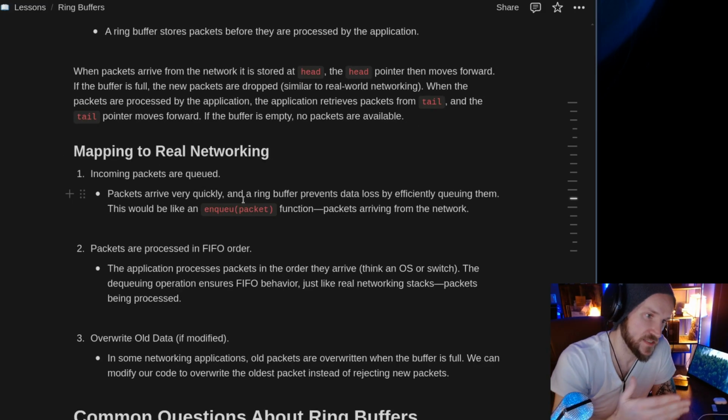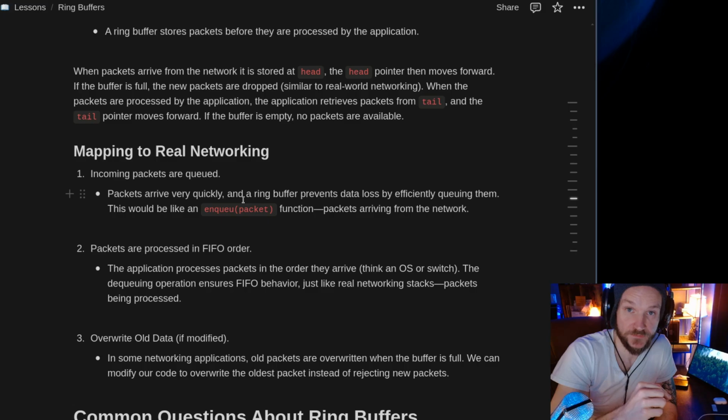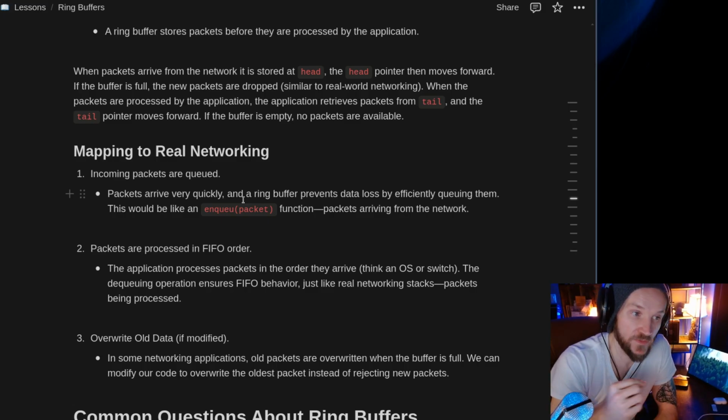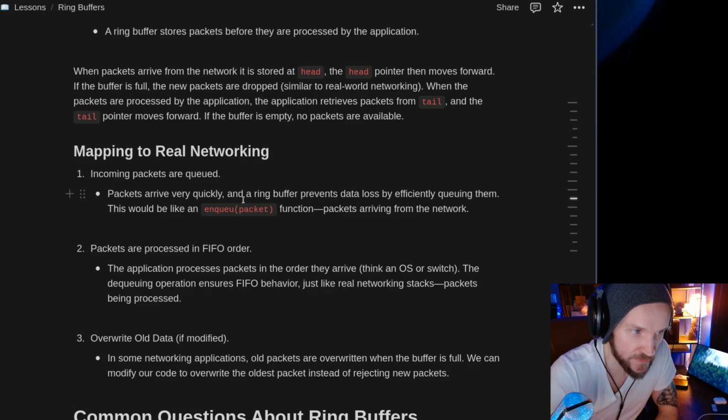So let's talk about this networking thing, right? When packets arrive from the network, they're stored at the head, right? And then the head pointer moves forward, like we've talked about. If the buffer's full, the new packets are dropped, similar to real-world networking. When the packets are processed, the application retrieves packets from the tail, and the tail pointer moves forward. If the buffer's empty, then there are no packets in there, okay?